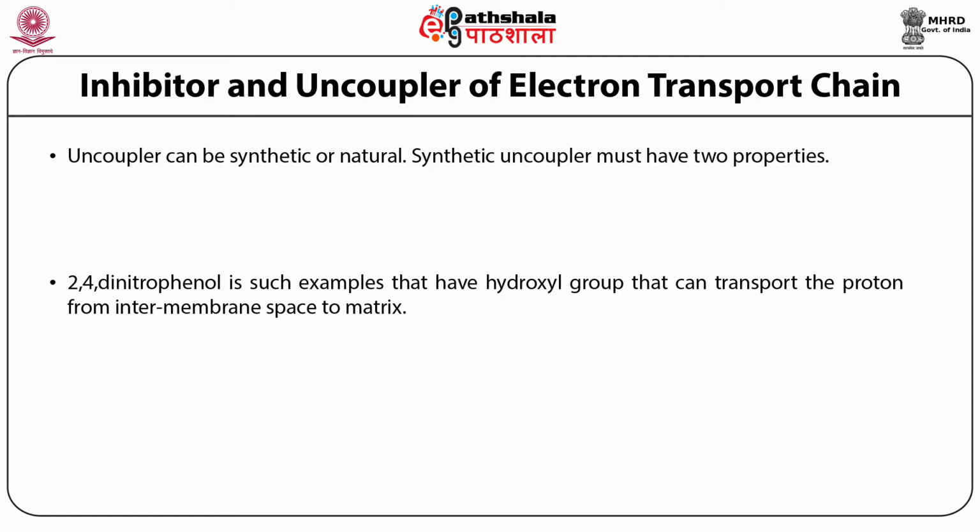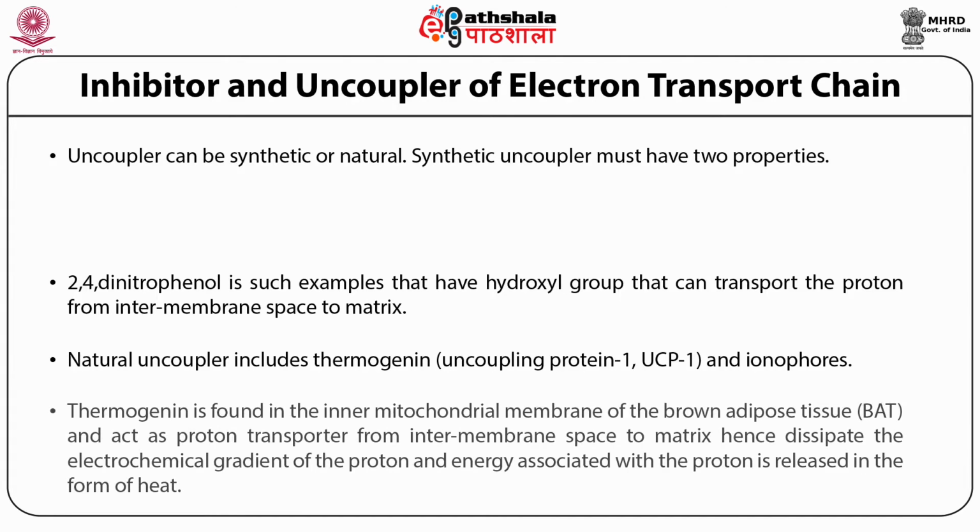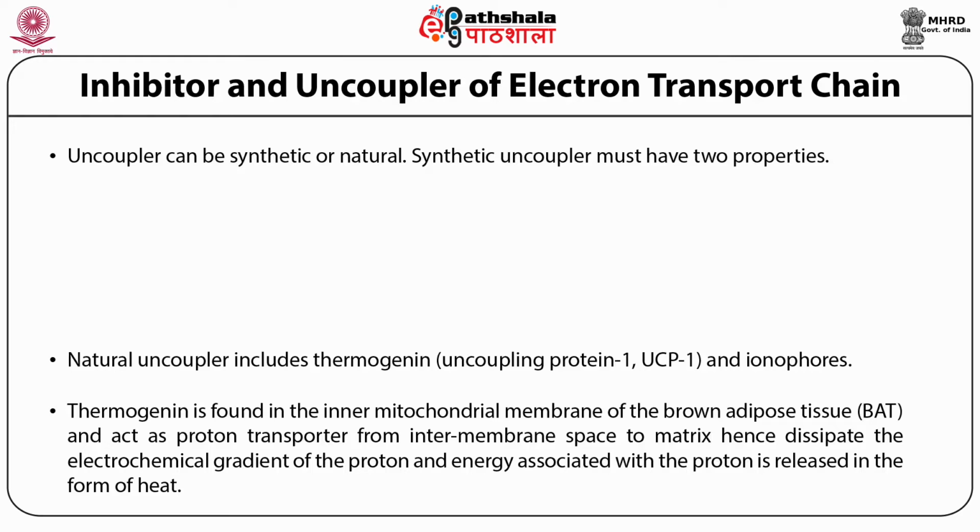So we have a synthetic uncoupler, that is 2,4-dinitrophenol, which has a hydroxyl group that is going to carry the proton from the intermembrane space back into the matrix. Natural uncouplers are also there. One such uncoupler is thermogenin, another is ionophores. Thermogenin is found in the inner mitochondrial membrane of brown adipose tissues, and it acts as a proton transporter.